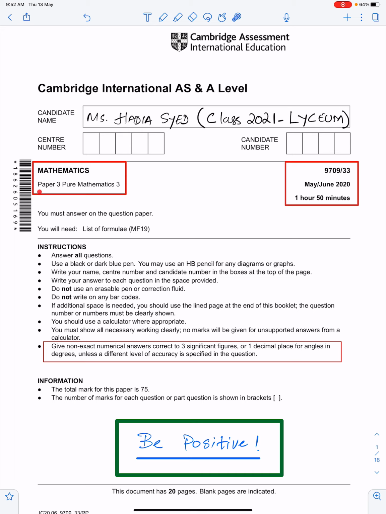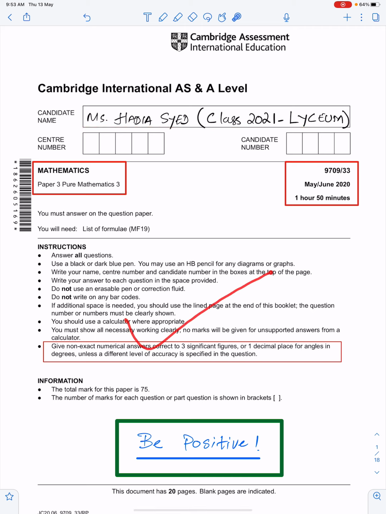In this lecture, I will discuss the solutions of P3 variant 33 of June 2020. And for this, I am using the work of an outstanding and one of my best students, Miss Hadia Sayyed of class 2021, the Lyceum.